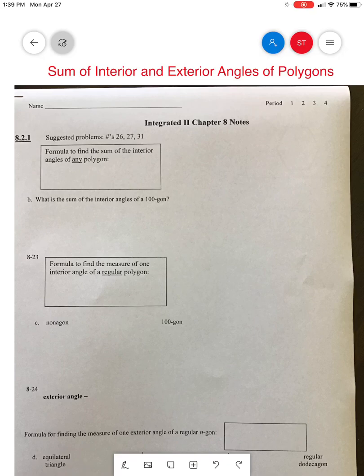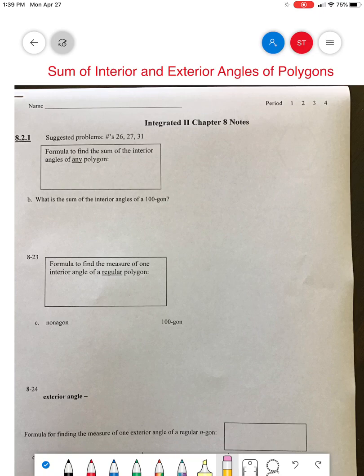All right, kids, we're going to do lesson 821. Let's find the sum of the interior angles of any polygon on Earth. We can do that. Here's the formula: N minus 2 times 180. Actually, the SAT, every once in a while, they'll use this formula, so keep this in mind. So this formula right there is going to find the sum of the interior angles of any polygon.